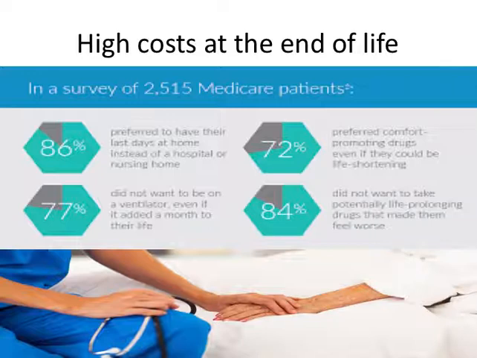In a 2012 survey of Medicare patients, over 3/4 said they preferred to be at home in their last days, did not want to be on a ventilator even if it added a month to their life, preferred comfort-promoting drugs even if they were life-shortening, and did not want to take potentially life-prolonging drugs if it made them feel worse.